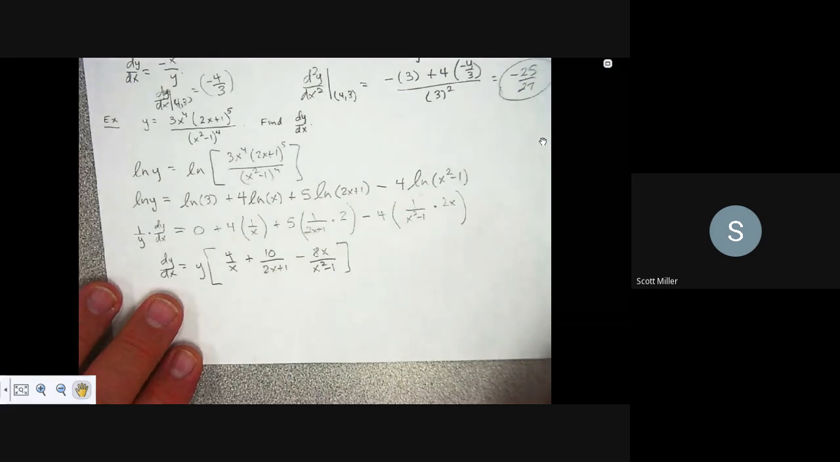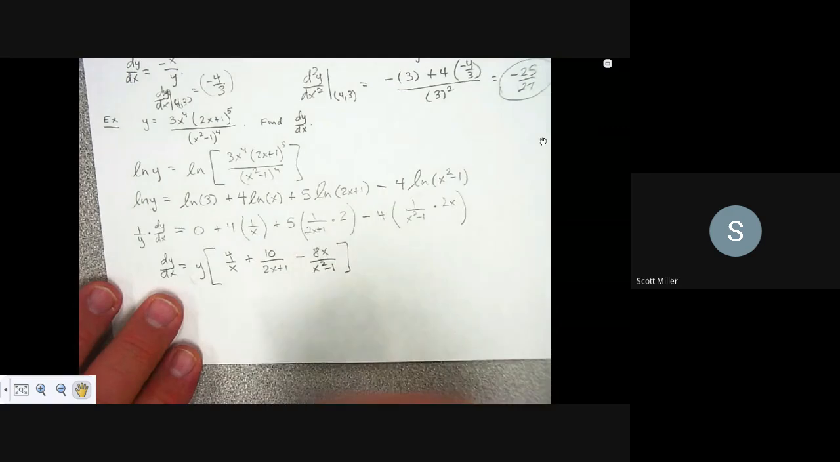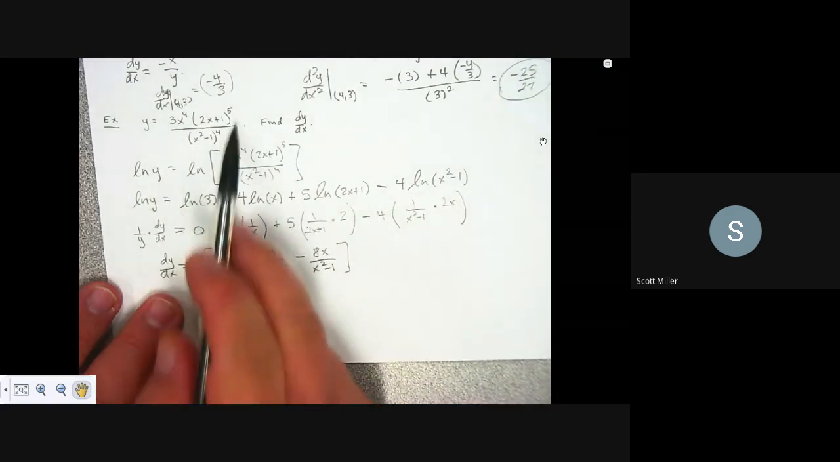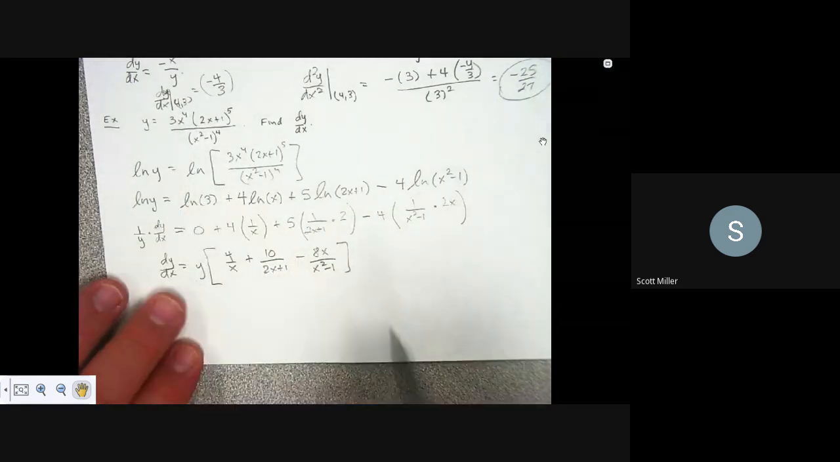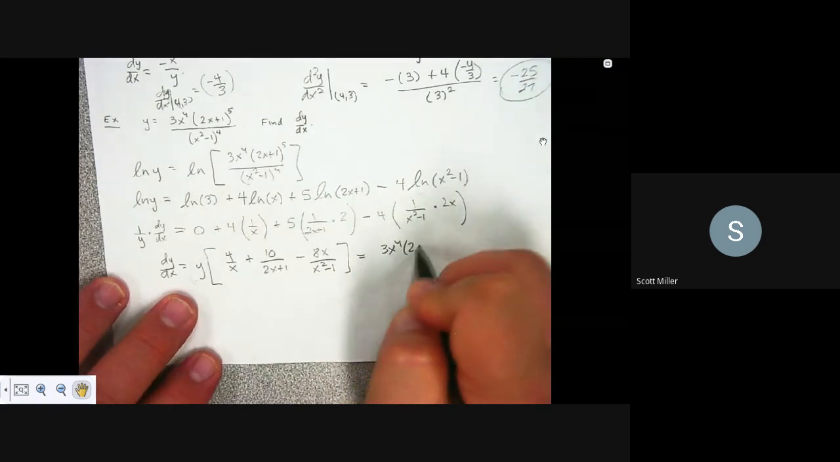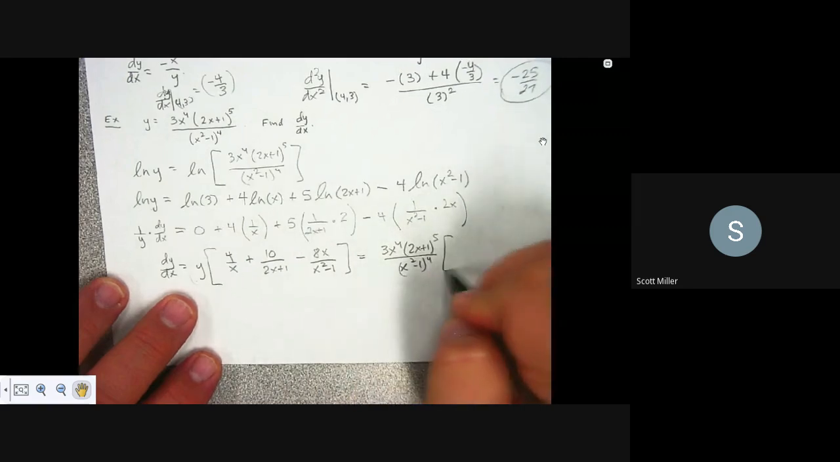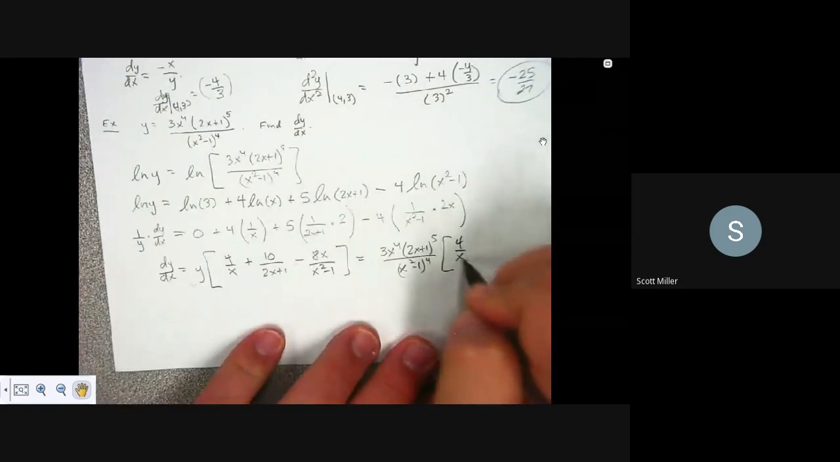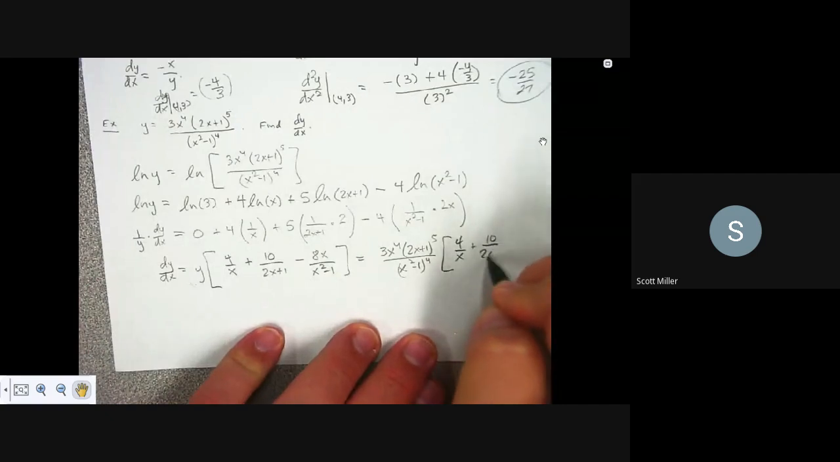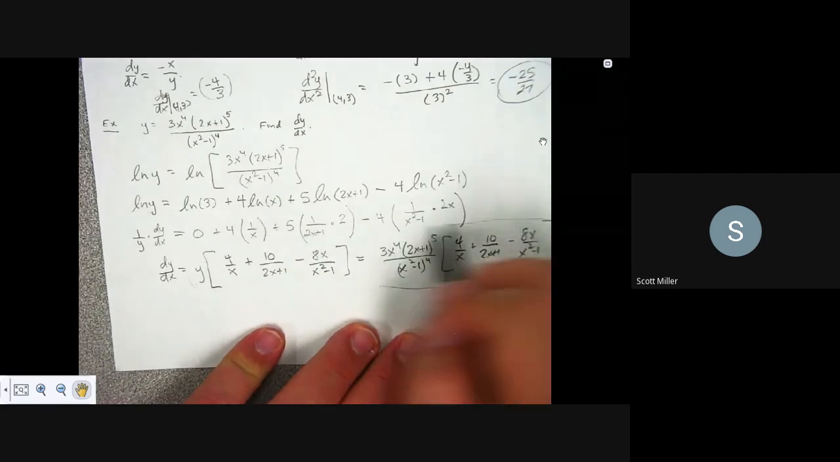Okay? But there's a y here. What does y equal? y equals all of that. So you need to put all of that back in. So this is going to be 3x to the 4th, 2x plus 1 to the 5th, x squared minus 1 to the 4th, times 4 over x, 10 over 2x plus 1, 8x, x squared minus 1. And that is the derivative.